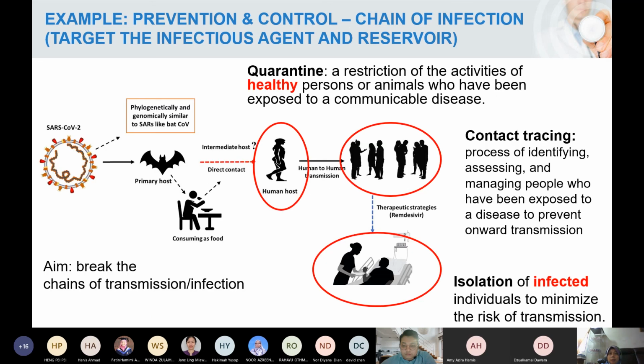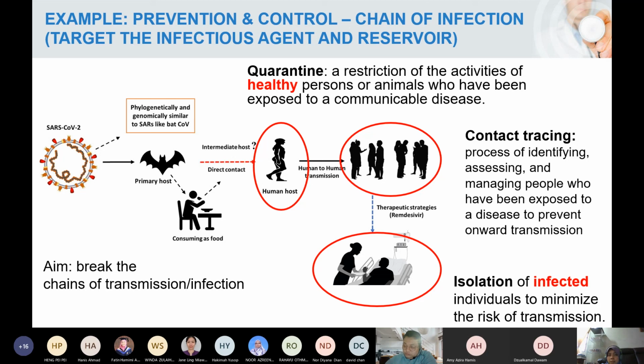Example, looking at the agent and reservoir just now, we break. So the aim in prevention and control is to break the chain, cut the links. So we have COVID-19. What is the host? Is the host a human host? Human-to-human transmission, with contact tracing and so on. Yet certain people do get infected and become cases. So how do we control this?